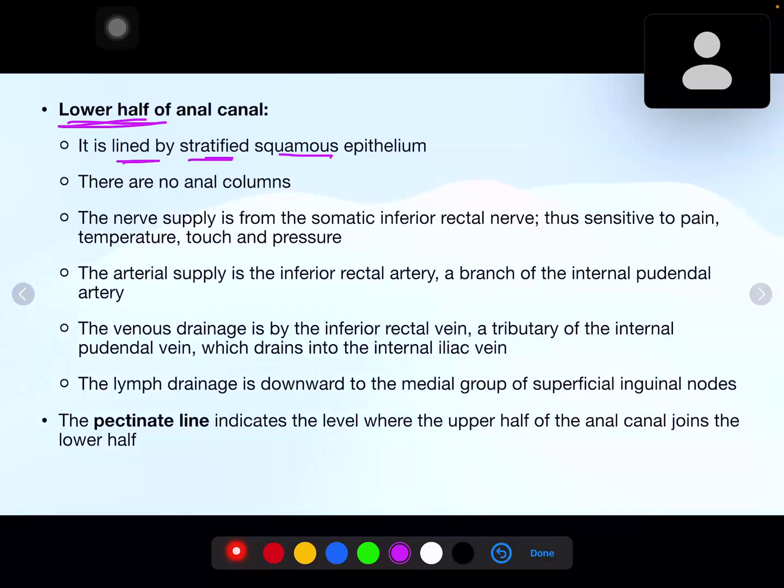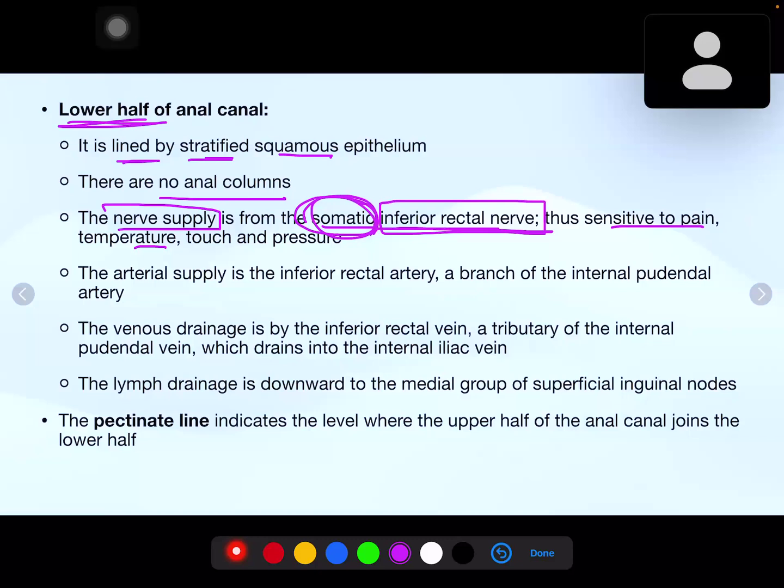Okay, and there are no anal columns here. Now the nerve supply is somatic. Here, there it was autonomic. So the somatic nerve supply is sensitive to pain and temperature. Okay, so this is the inferior rectal nerve. It is also a branch of pudendal nerve.